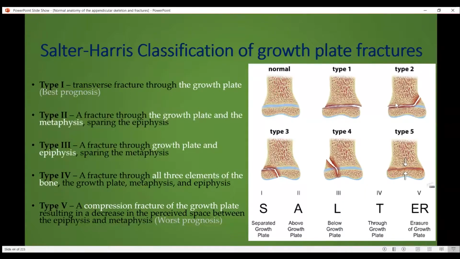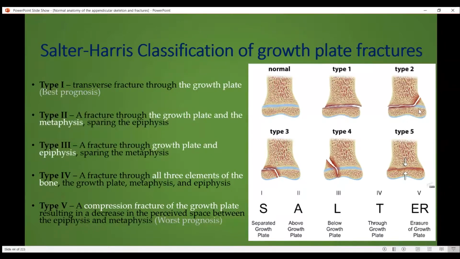Then in type 3, a segment of the growth plate is fractured, along with the part distal to the growth plate, so the epiphysis is involved. Here the metaphysis is not involved. In type 2, the epiphysis is not involved.